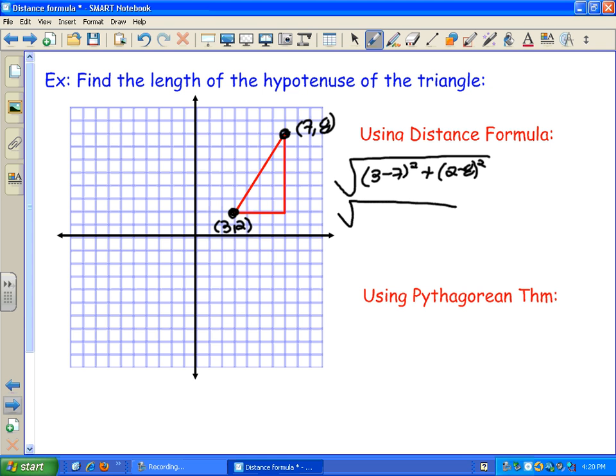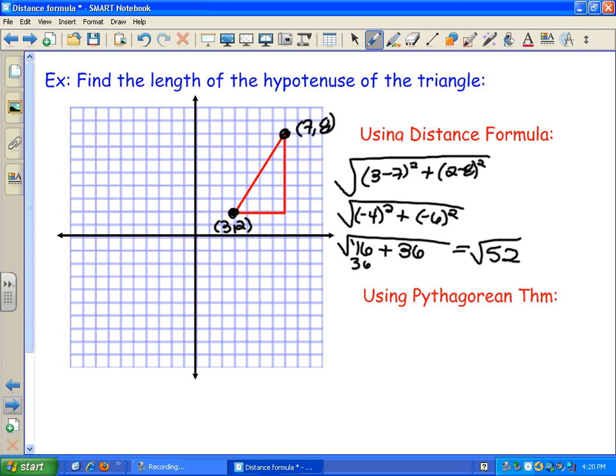Well, 3 minus 7 is negative 4 squared. 2 minus 8 is negative 6, and I'm going to square that. Negative 4 squared is 16, plus negative 6 squared is 36, which equals, well, 16 plus 36. So if I add, 6 plus 6 is 12, carry my 1, 52. So I get the square root of 52 as that distance.